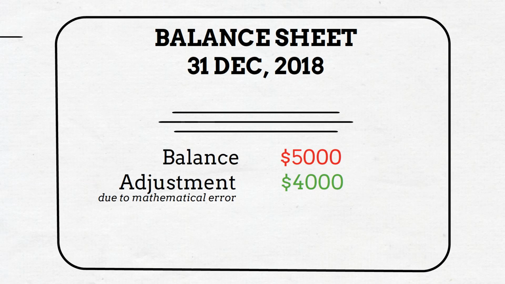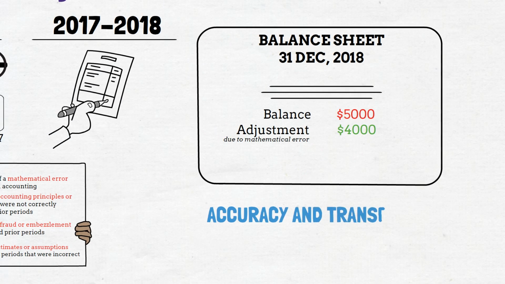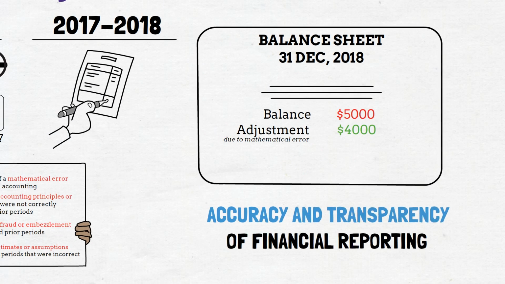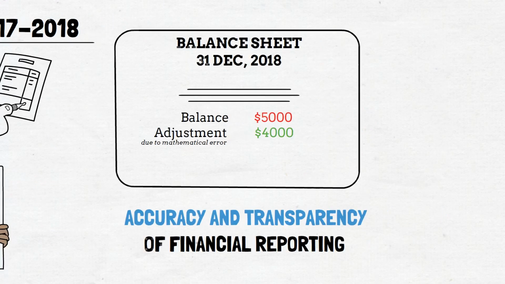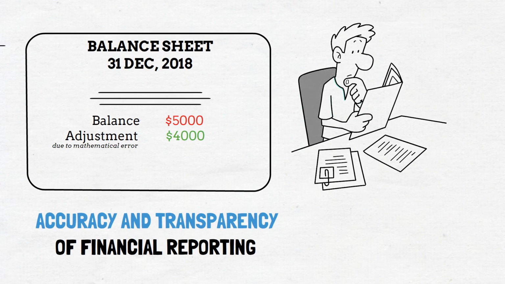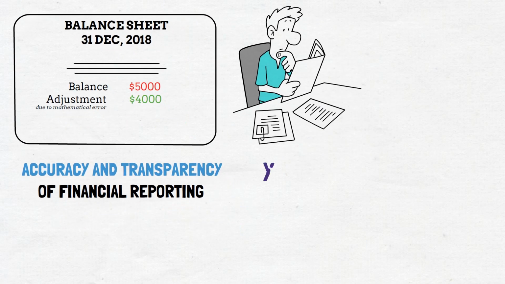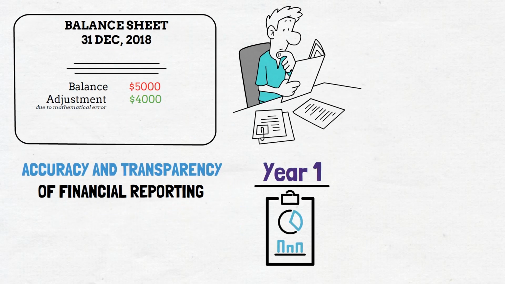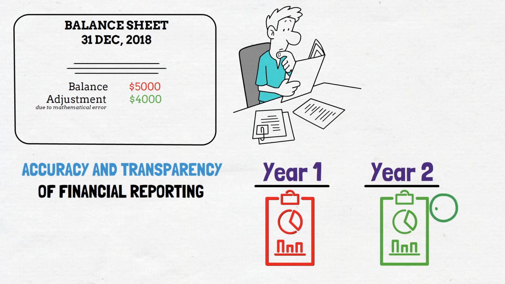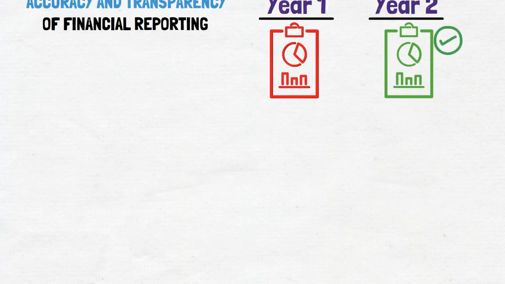Prior period adjustments are essential for ensuring the accuracy and transparency of financial reporting, and they are subject to review by auditors and regulators to ensure compliance with accounting standards and regulations. For example, a company should have calculated and reported amortization expenses in year 1. The error was discovered in year 2, and the item should be reported as a prior period adjustment on the year 2 statement of retained earnings.